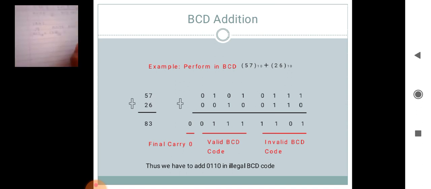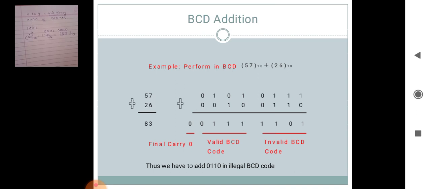First perform the BCD addition like the conventional addition you are doing. That means 7 plus 6 is 13, carry is 1, 5 plus 2 is 7, plus carry 1 equals 8, so 83. Your expected answer will be 83 after addition, right?